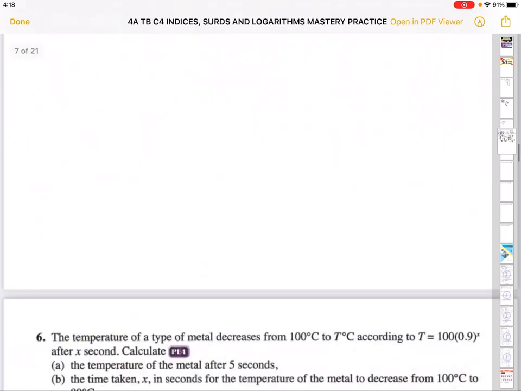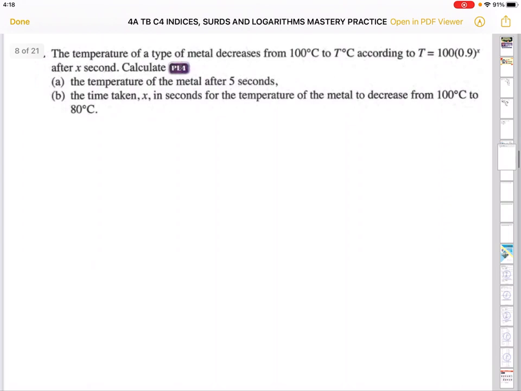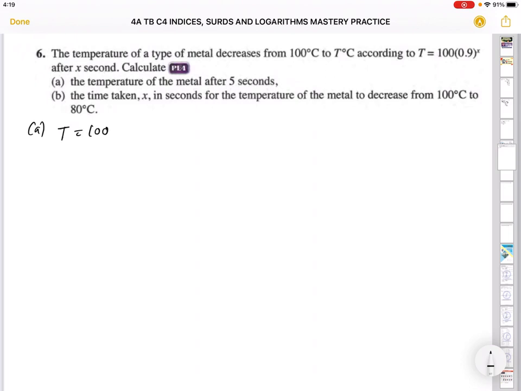Next one. This one is easier. The temperature of a type of metal decreases from 100 degrees Celsius to T degrees Celsius according to this formula. So find the temperature of the metal after 5 seconds. So very simple. We just substitute T with 5. So type in your calculator, you get 59.05 degrees Celsius. This is in degrees Celsius.